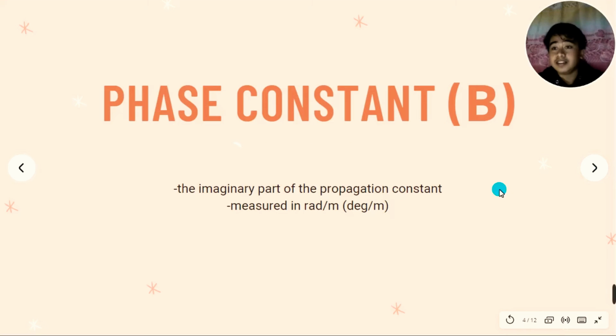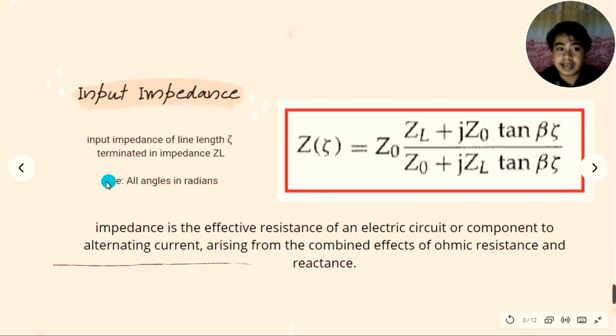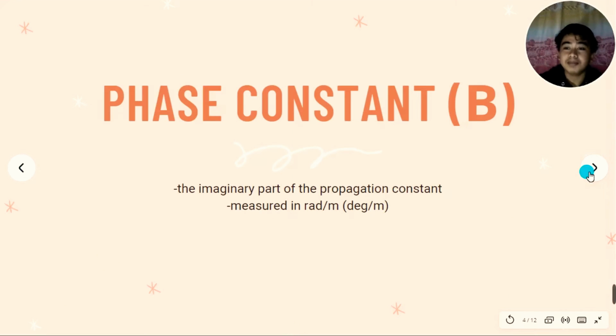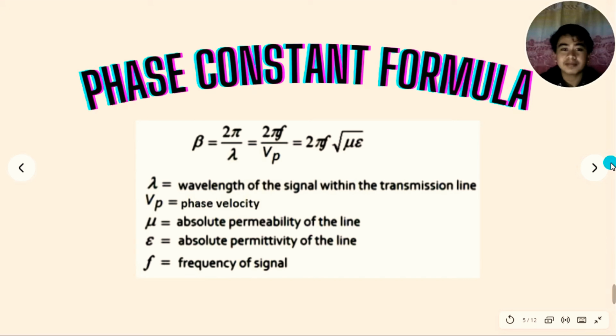Next is the phase constant. We will discuss that because of course we will use it in our formula. It's good that you know that too. This is the imaginary part of the propagation constant, measured in radians per meter or degrees per meter, but preferably radians per meter, because as you can see in the note, all angles should be in radians, and beta here is an angle multiplied by zeta, which means it should be in radians per meter. The phase constant has various formulas, but in the next part I'm going to show you some problems that we will solve, and let's see what we're going to use.